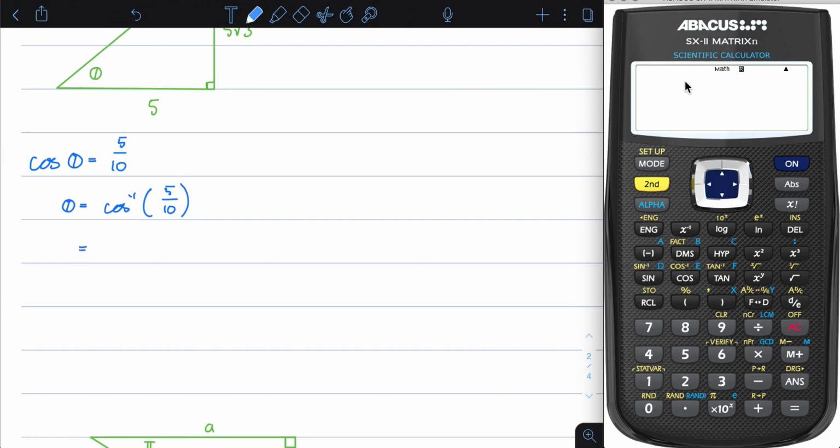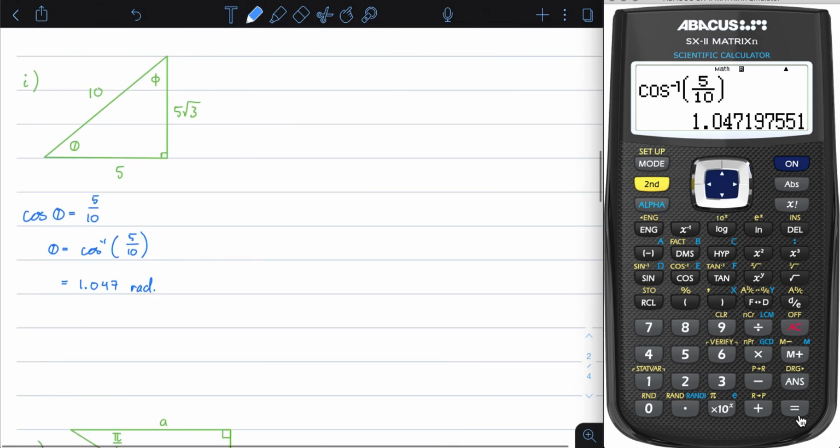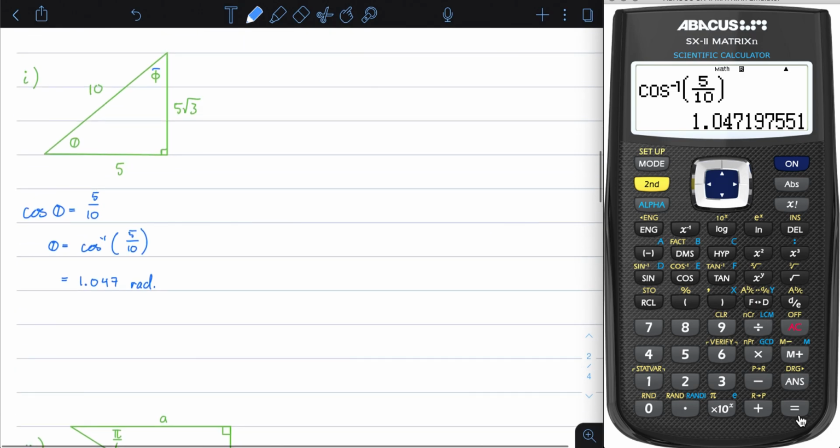And now, because our calculator is in radians mode, if we just input this, shift cos, 5 on 10. There we are. It gives us the answer of 1.047 radians.